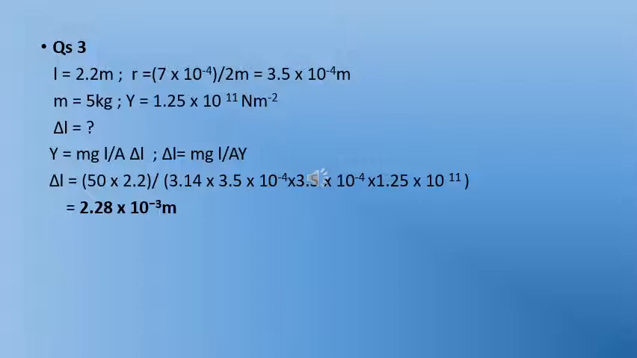So using the formula for the Young's modulus, which is equal to stress upon strain, we get the value of delta L, that is the extension, as the weight, which is mg, into the length divided by area of cross section multiplied by Young's modulus. Substituting the values, we get the answer as 2.28 into 10 to the power minus 3 meters.